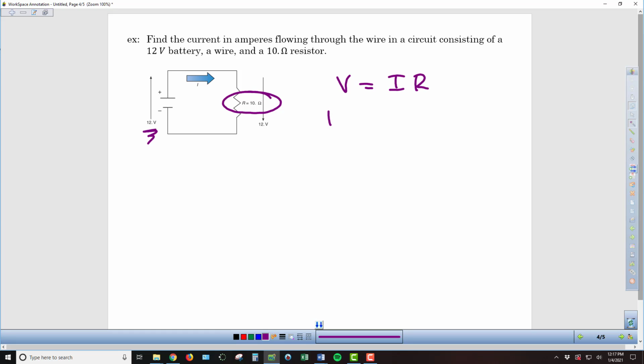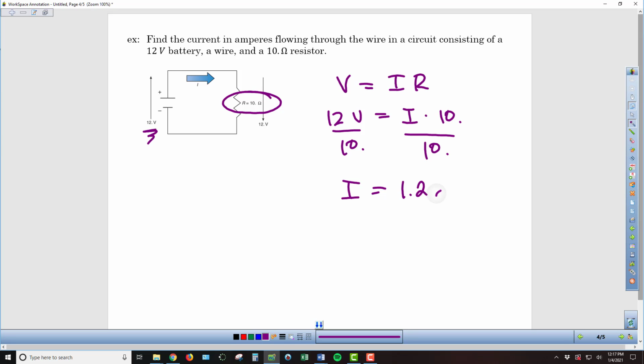So the 12-volt source is equal to the current times the 10 ohm resistor. If we just divide both sides by 10, we can easily arrive at a current of 1.2, whoops, not ohms, but amps, using significant figures since we have 2 everywhere.